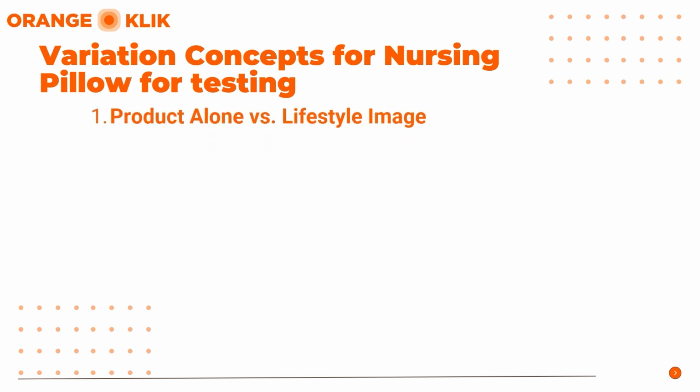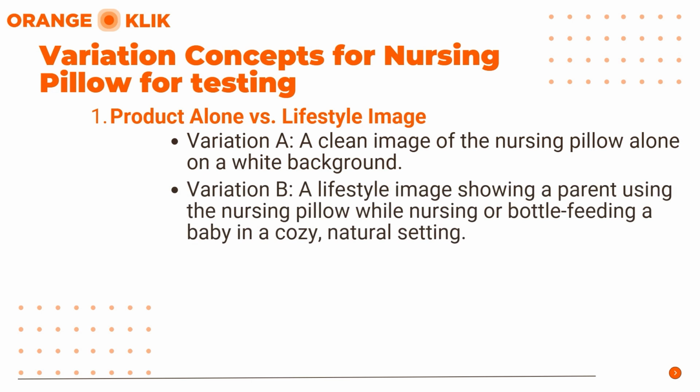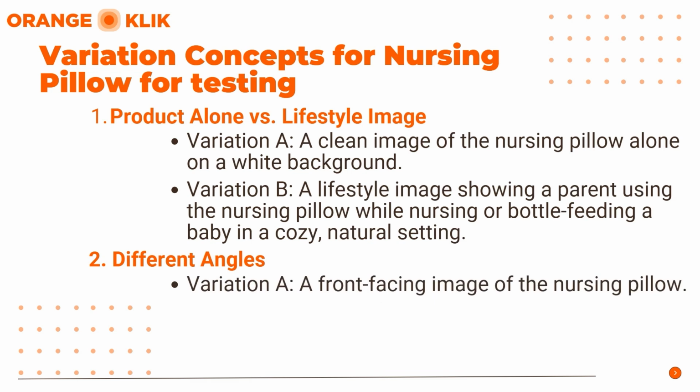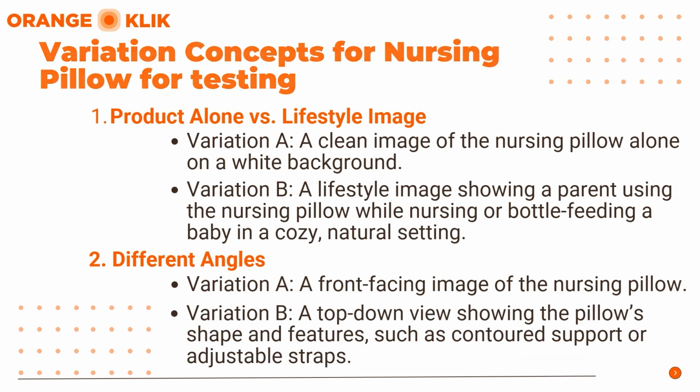First is the product alone versus lifestyle image. Variation A is a clean image of the nursing pillow alone on a white background, while Variation B is a lifestyle image showing a parent using the nursing pillow while nursing or bottle feeding a baby in a cozy natural setting. Another variation would be different angles. Variation A would be a front-facing image of the nursing pillow. Variation B could be a top-down view showing the pillow shape and features such as contoured support and adjustable straps.